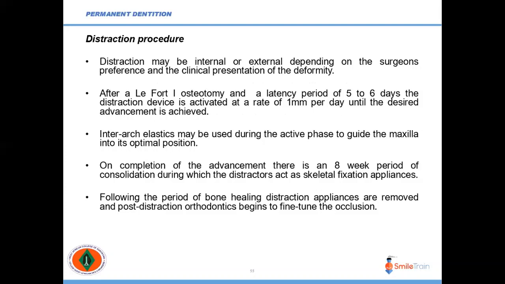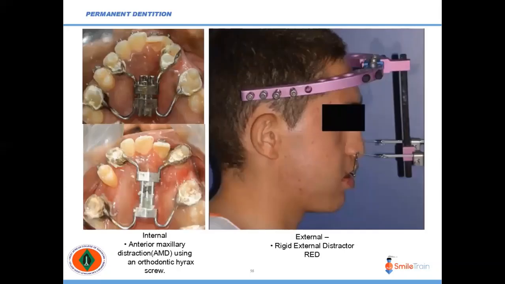Now, I'm not an oral surgeon, so I don't want to get too much into the distraction procedure, but enough to say that once the osteotomy has been performed in the maxilla, there's a 5-day latency period. You activate the appliance, which may be internal or external, 1 millimeter per day until you achieve what? The position that you want the teeth to be. So once you've achieved the overjet you want to achieve, you now stop and allow what you have achieved to consolidate for a minimum of 8 weeks. Once that has happened, you are now going to continue with your orthodontic management.